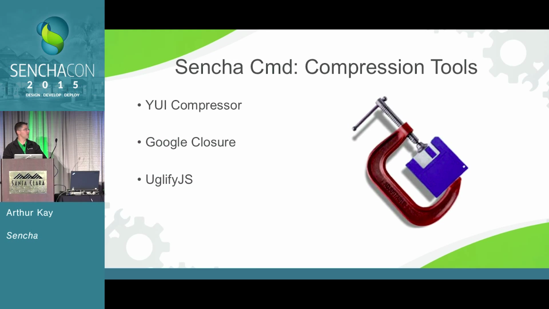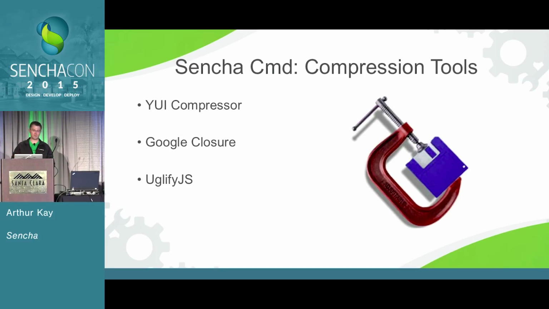I mentioned Sencha Cmd has 3 different options for compressing your applications. The first is YUI Compressor, which is the default option for Sencha Cmd. It's a command line utility written in Java, and it performs both JavaScript and CSS compression, which makes it ideal for using that tool in most projects, because it does both JavaScript and CSS.